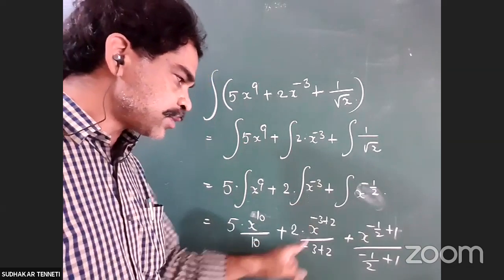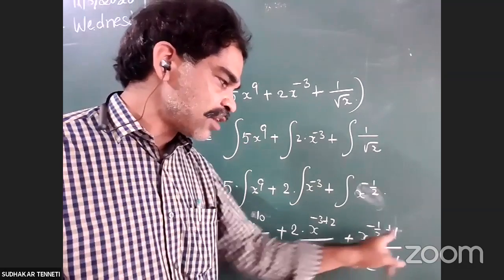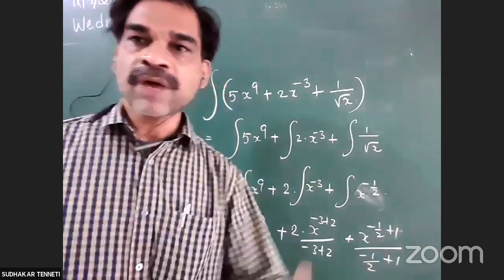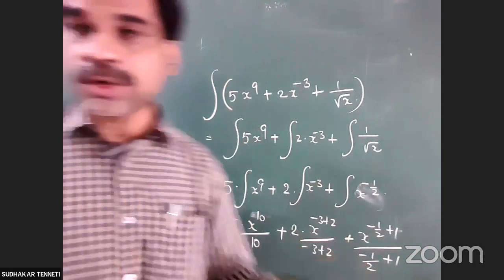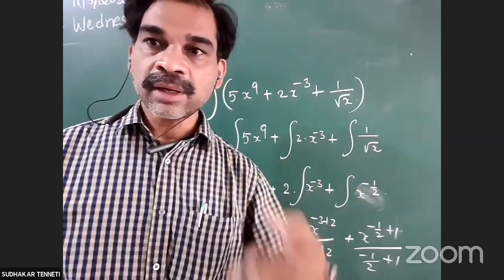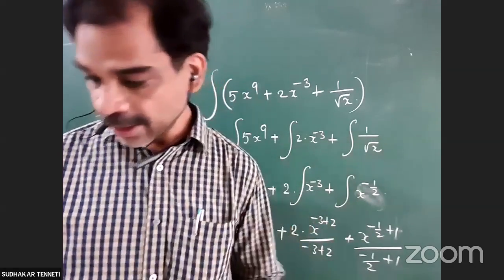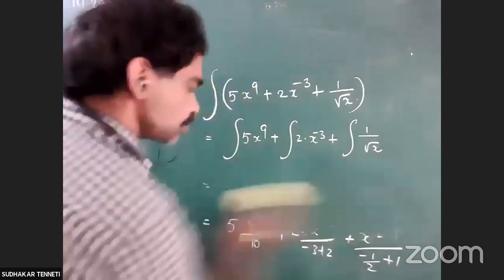2 into x power minus 3 plus 1 by minus 3 plus 1, plus x power minus half plus 1 by minus half plus 1. After simplifying, you will get the final answer for this. This is all about the second example. This is, compared to the first one, a little bit complex, and step by step you'll go. I will increase the complexity. Next question, see.